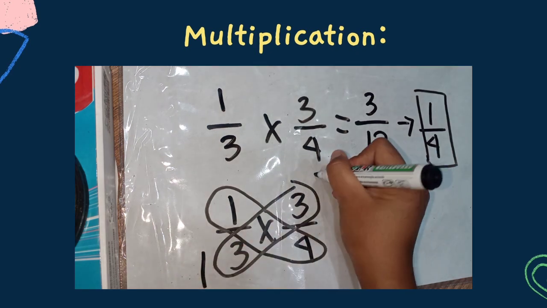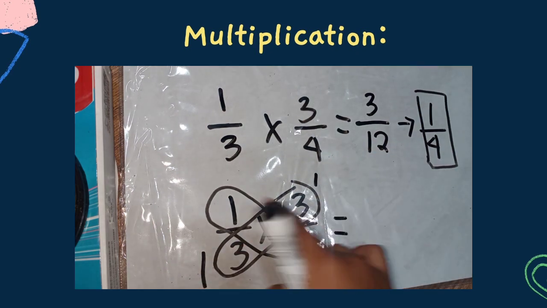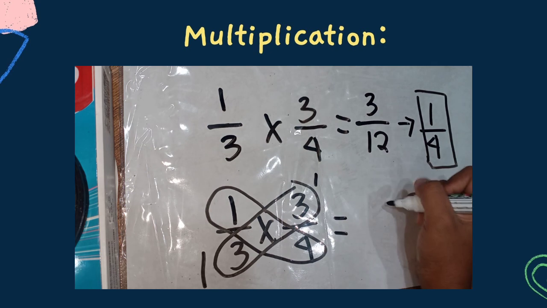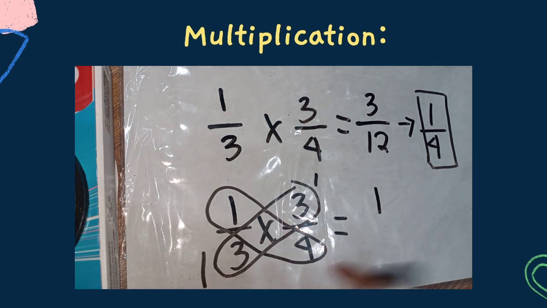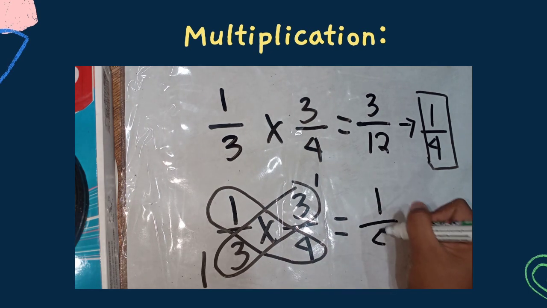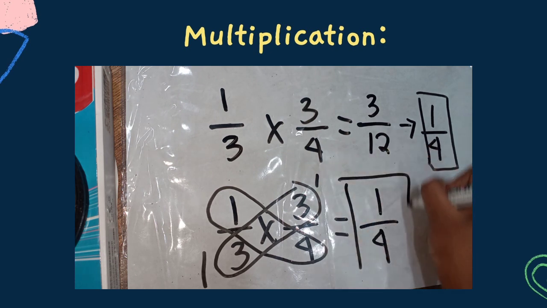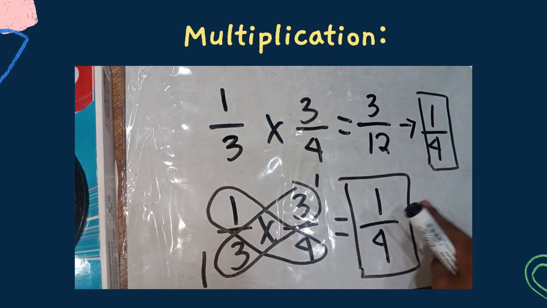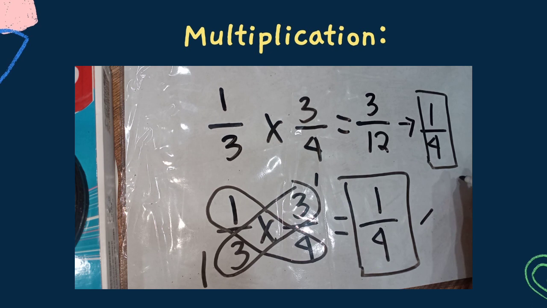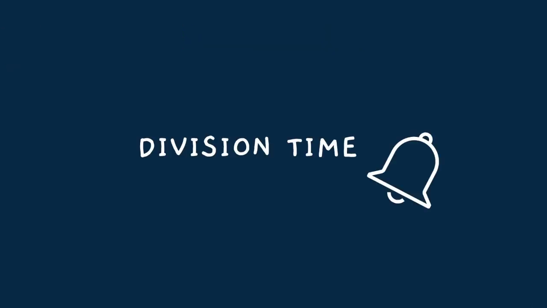3 divided by 3 is equal to 1 for both, so we'll just use that to easily get the simplest form. 1 times 1 is equal to 1 and 1 times 4 is equal to 4. And there we have our answer, 1/4. Easy, right? We're done with the multiplication.